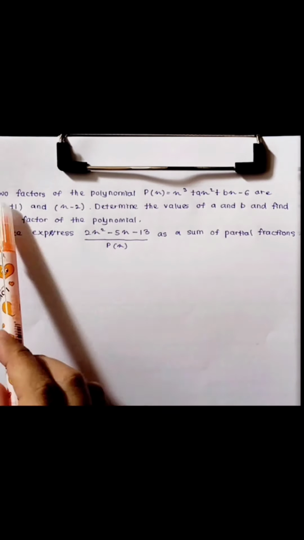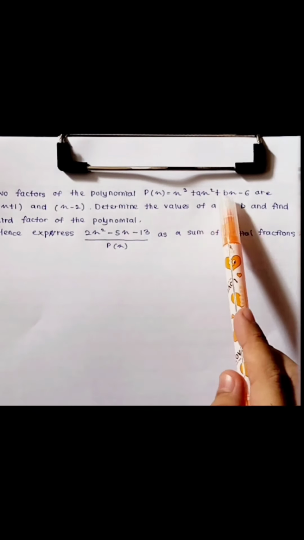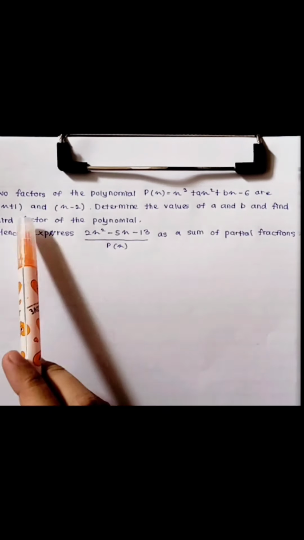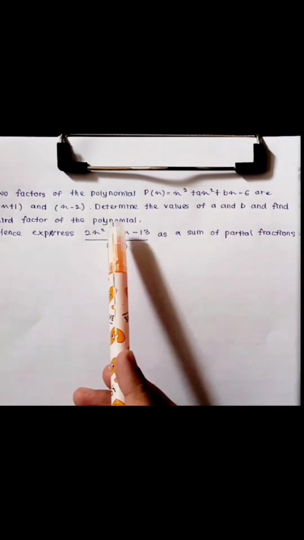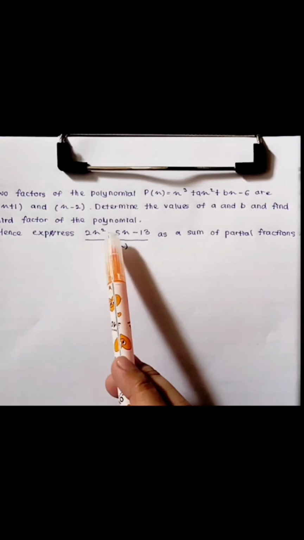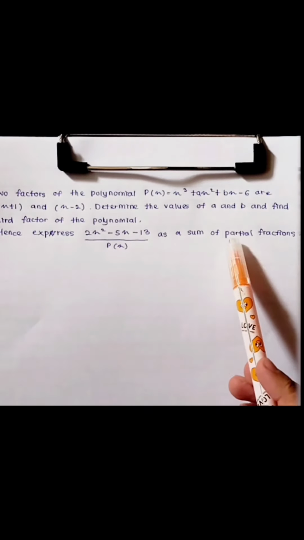So today we're going to discuss one question from the polynomials chapter. The question states that two factors of the polynomial p(x) equals x cubed plus a x squared plus b x minus 6 are x plus 1 and x minus 2. Determine the values of a and b and find the third factor of the polynomial. Hence, express (2x cubed minus 5x minus 13) divided by p(x) as a sum of partial fractions.